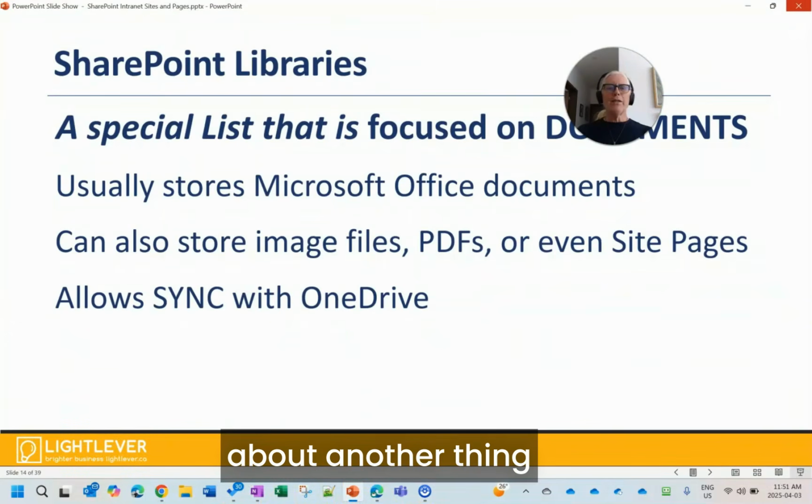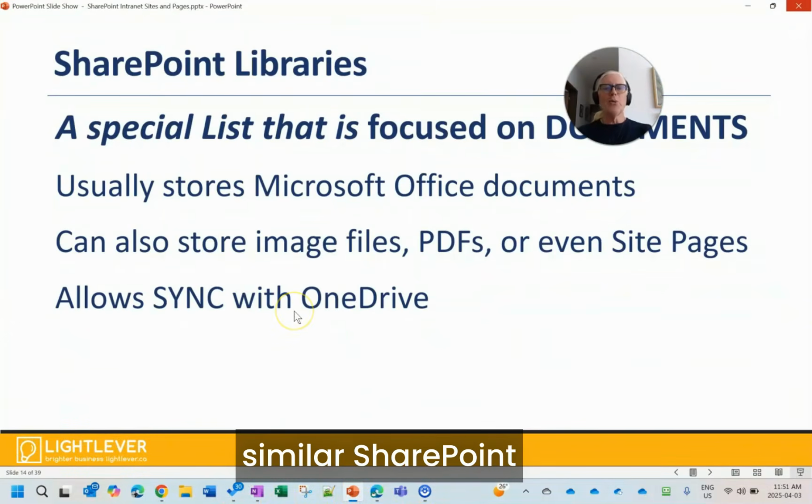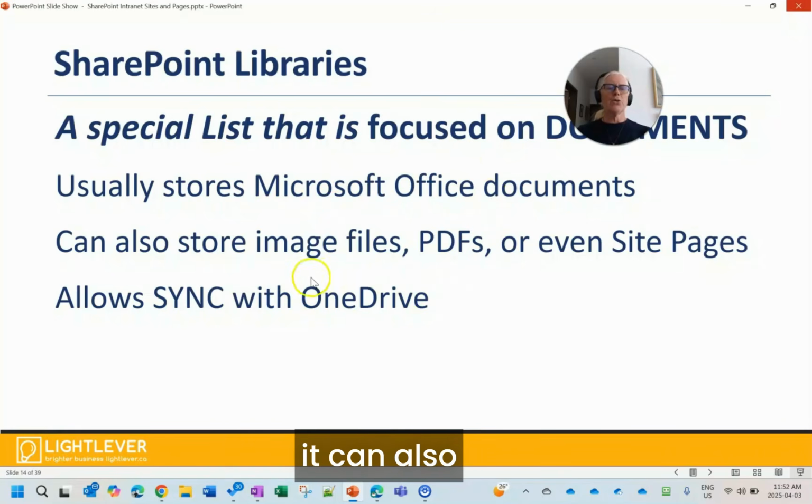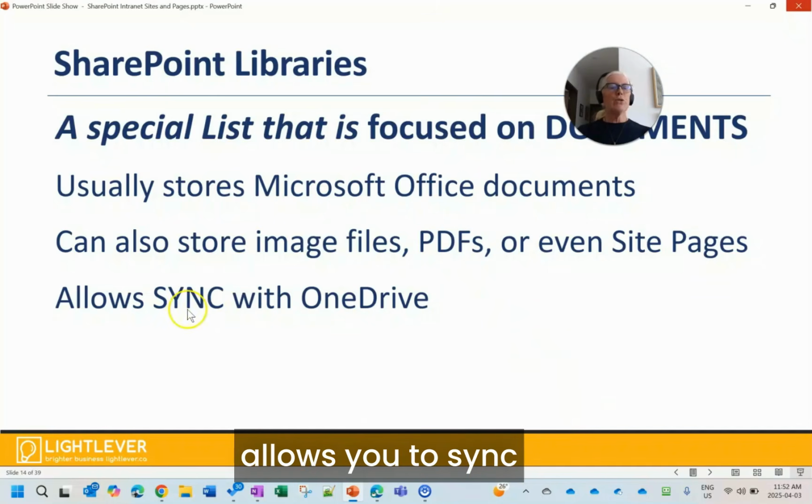Now let's talk about another thing similar, SharePoint libraries. So a library is just a special kind of list that is focused on documents. And in fact, this is where people often start, with SharePoint document libraries. It's usually storing Microsoft Office documents, but of course it can also store PDFs, images, even site pages. There's a special kind of library for site pages. And it allows you to synchronize with your local computer using OneDrive, which we're not going to cover.